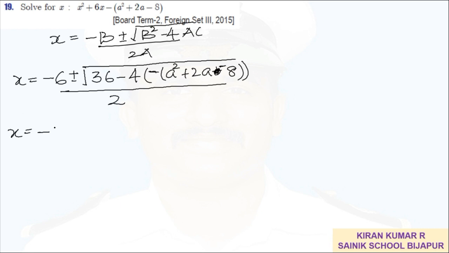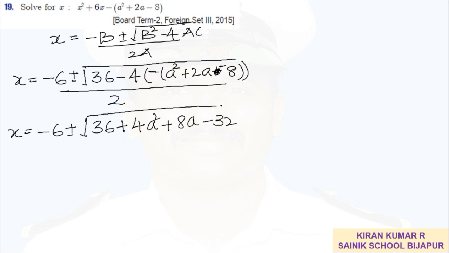So x will be equal to minus 6 plus or minus root of, let me simplify this. I get 36 minus of minus becomes positive 4a square plus 8a. Now here there is a minus multiplied to positive will be a negative number, minus 32 equal to what?